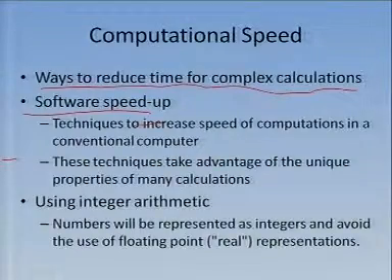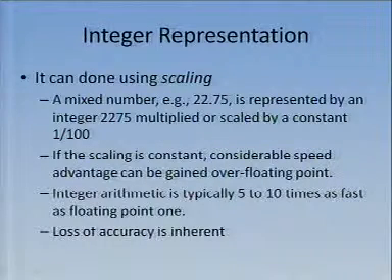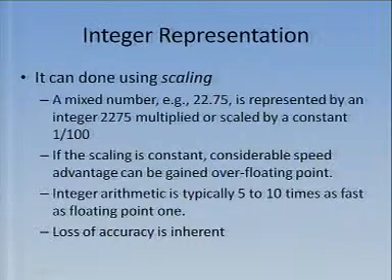Suppose I have a value 22.75. What I will do is I will not do the calculation with 22.75, I will do the calculation with 2275. And later on, whatever results come, I will divide by 100, because I have taken a scale factor of 100 in order to make 22.75 an integer number. So a mixed number, for example 22.75, is represented by an integer number, that is 2275, multiplied, or what we call scaled, by a constant 1 by 100.